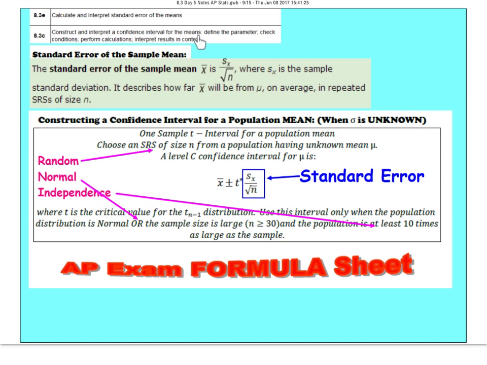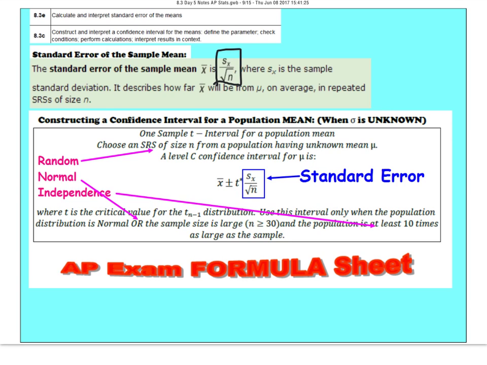In 8.3 E and C, let's calculate and interpret the standard error of the means, and then construct and interpret a confidence interval by checking all of our various parameters that we need and interpreting the results in context. Now, the definition of standard error of the mean is for x bar, and it is just what we've been talking about. It is s of x over the square root of n. And it's where s of x, the sample standard deviation, describes how far x bar will be from mu on average in repeated SRSs of size n.